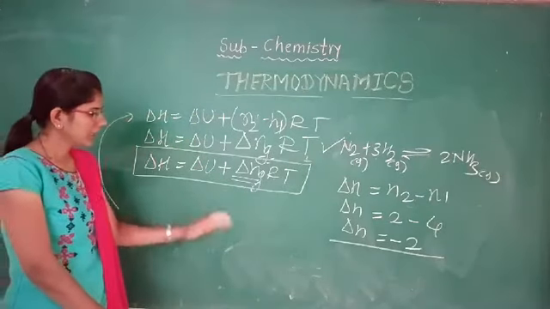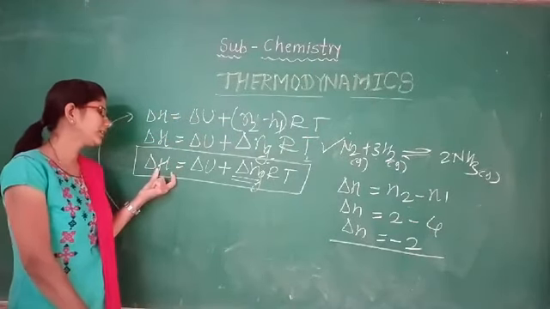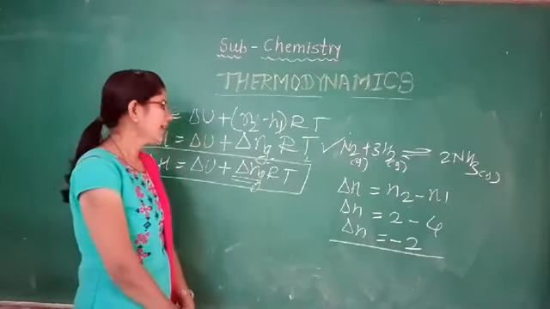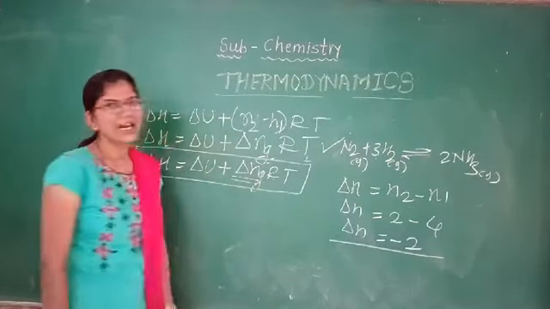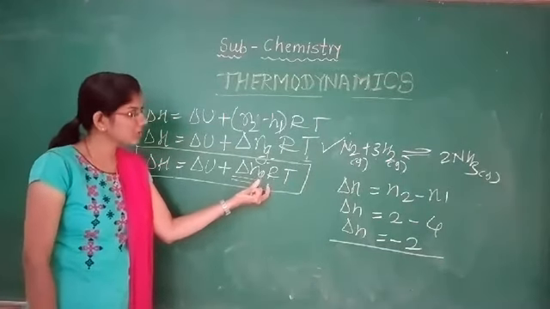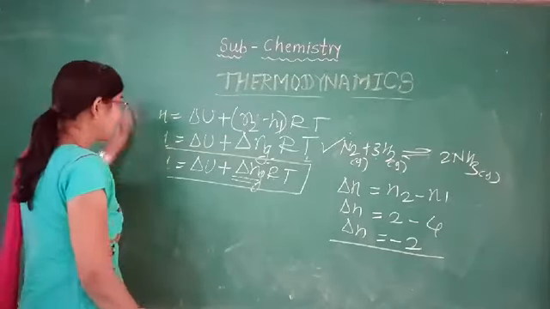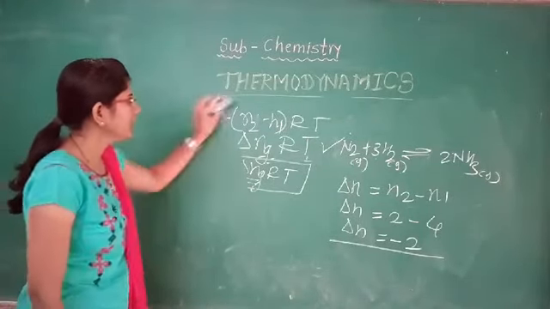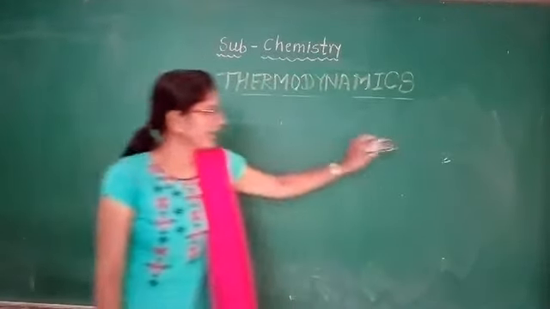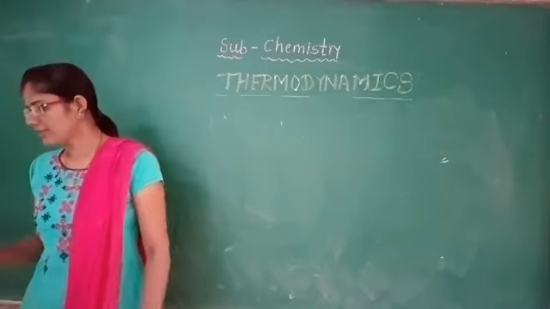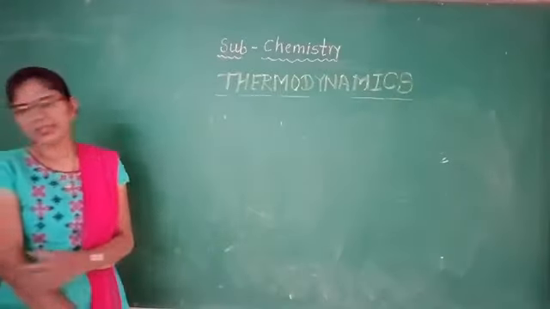In today's lecture we have seen the relation between delta H and delta U as delta H equals delta U plus delta Ng RT, because delta Ng is the number of moles of gaseous products minus the number of moles of gaseous reactants. Next we have the next point, that is the work done in chemical processes.